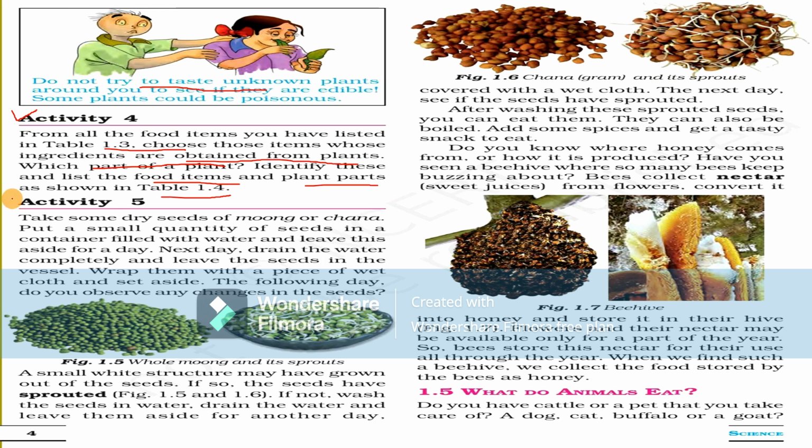Let us move to activity 5. Take some dry seeds, green seeds, brown seeds, like channa, which are grains. Take some dry seeds of moong or channa. Take some grains which you like, which are available in the house. Put a small quantity of seeds in a container, like a bowl.